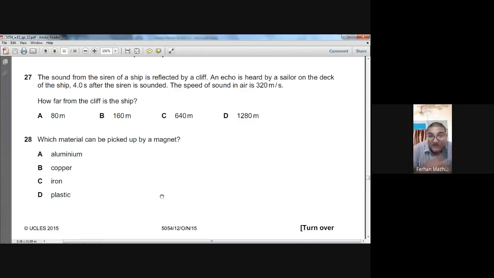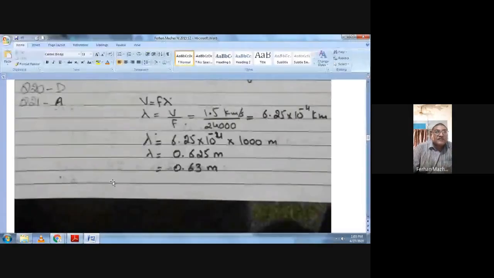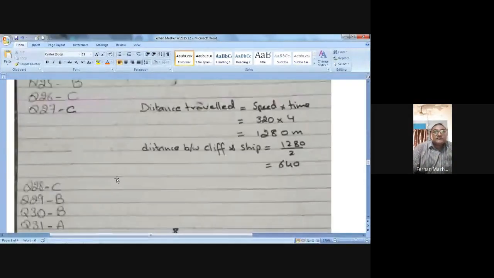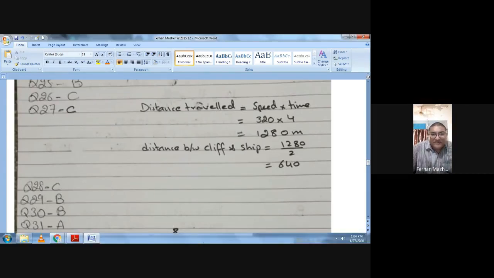So let us find, first of all, the distance traveled by the sound in 4 seconds. It will be 4 into 320, and you will get the answer. Let me show you, I have done this calculation on the paper. The distance traveled will be equal to speed multiplied by time, that is 320 multiplied by 4, so 1280 meters. That's the distance traveled by the sound wave.